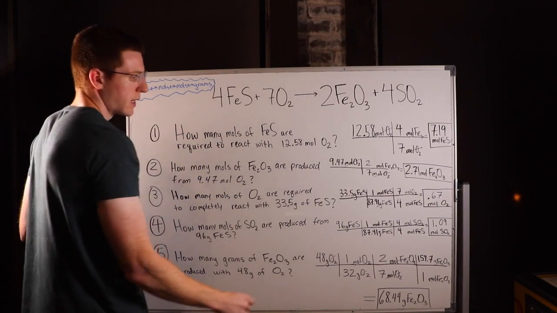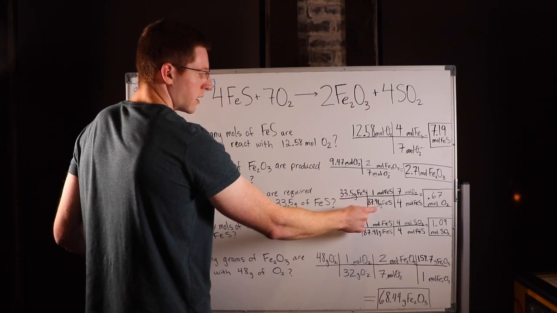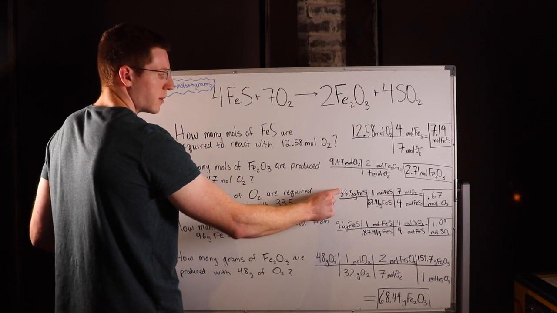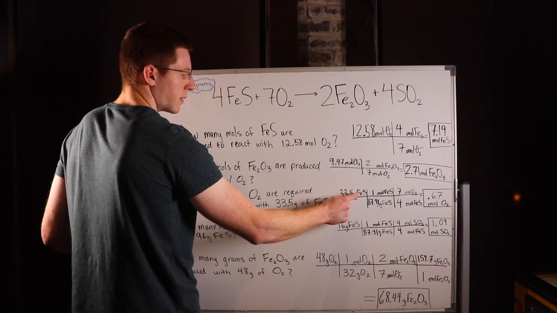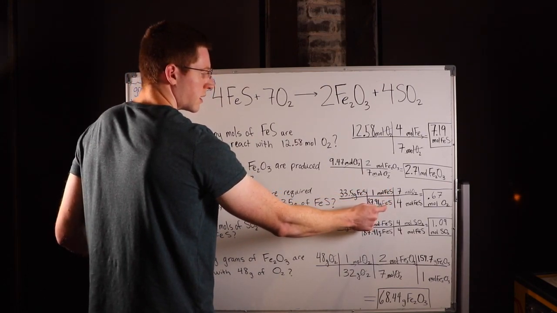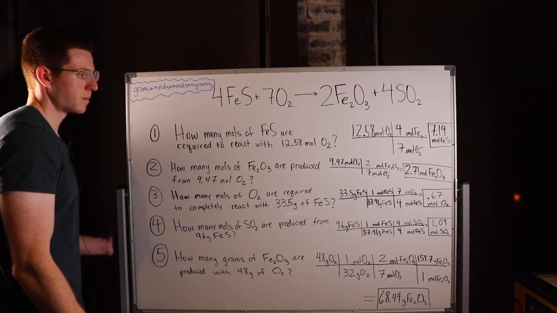And by the way, this is the molecular weight of FeS from the periodic table. This is how you get, in general, from grams to moles. You take grams up here, cross out the grams down here, and you go to moles up here, and then you get the molecular weight off the periodic table.